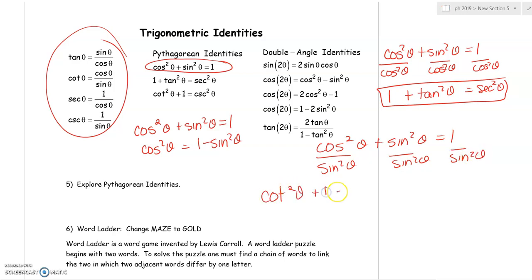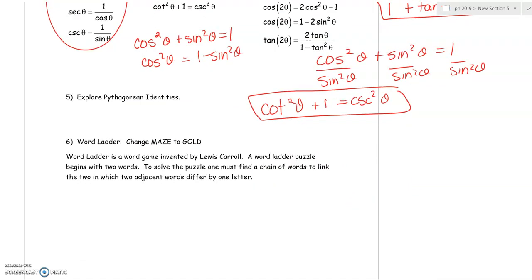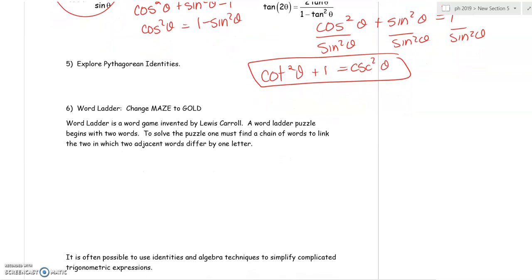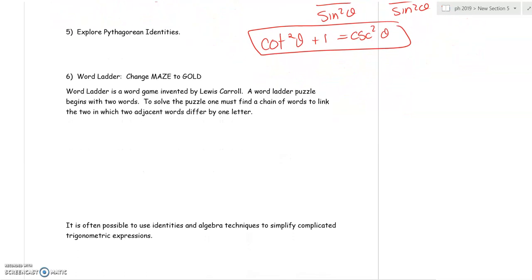Okay, so what we're going to do right now, before we jump into simplifying our trig identities, is actually think about a word example. Lewis Carroll actually invented a game, it's called a word ladder game.